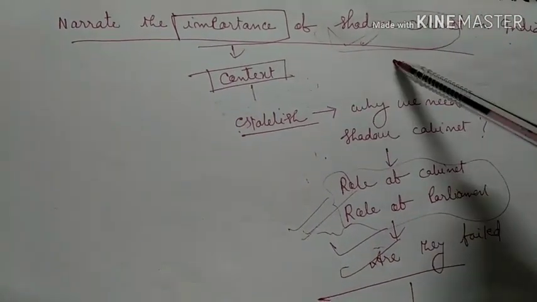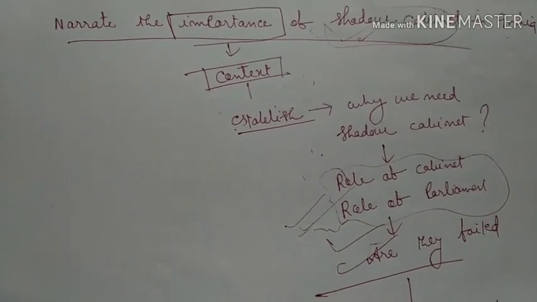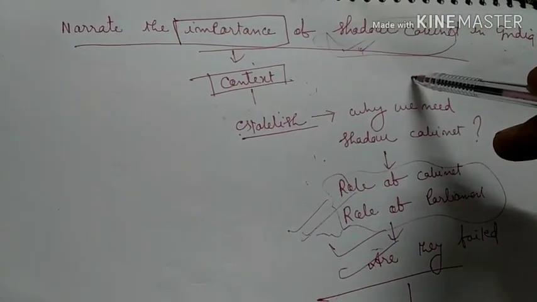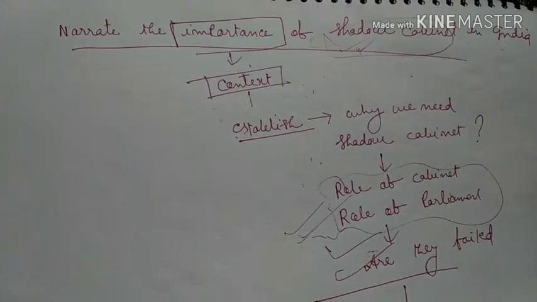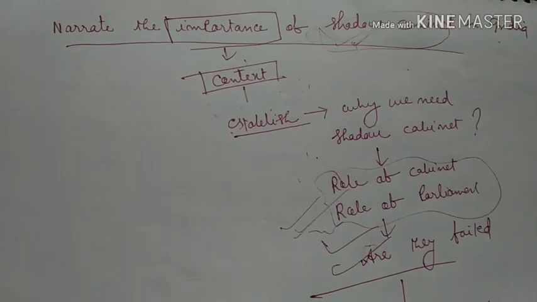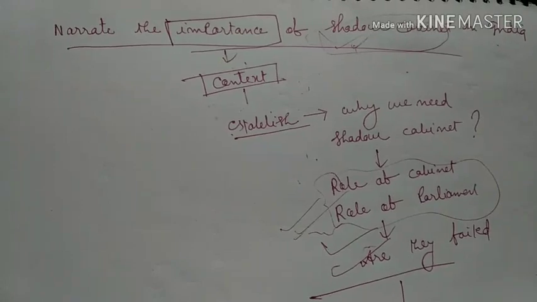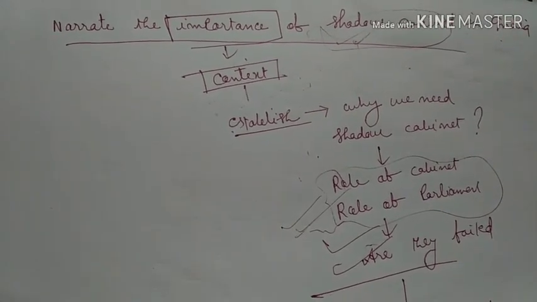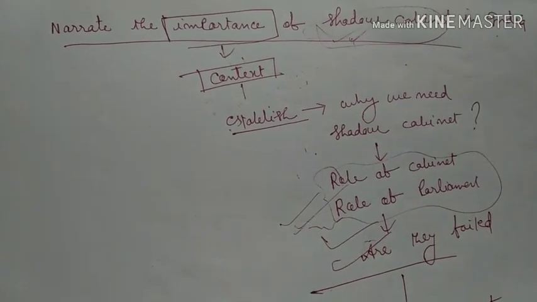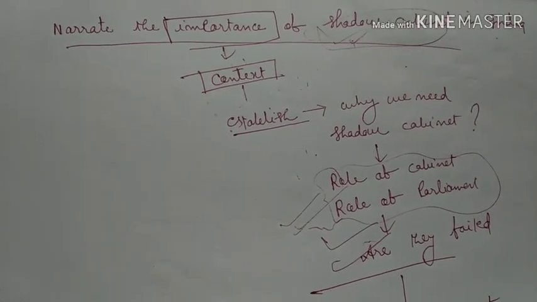To understand the question and give the answer, first we have to understand the two keywords in the question. The keywords here are the importance and shadow cabinet. The question is asking to narrate the importance of shadow cabinet. Then first we have to think about why there is this context. Why has this context of the importance of shadow cabinet arrived in the present scenario? When we think about this, we have to establish a link with the importance of the cabinet. When I say cabinet, cabinet means the normal cabinet mentioned in the constitution, right?